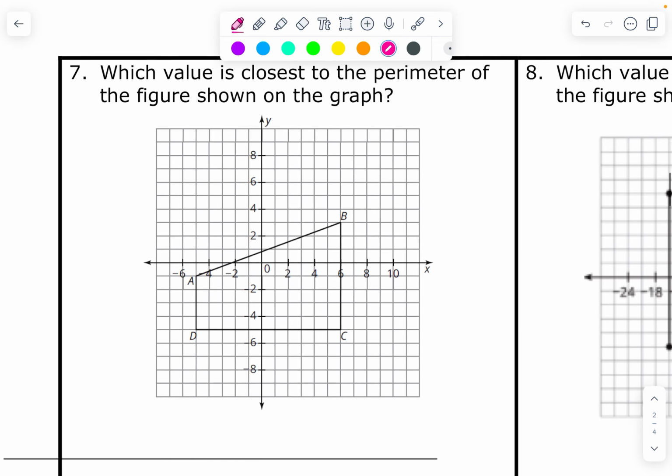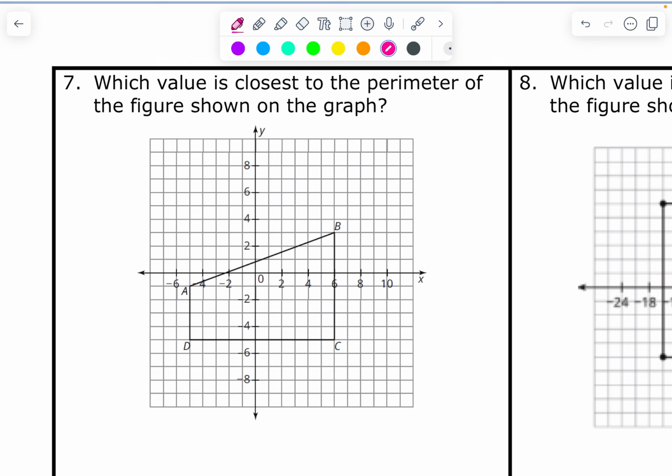Number 7, which value is closest to the perimeter of the figure shown on the graph? So this is just like the last one that we did. So I'm going to go ahead and just count: 3, 4, 5, 6, 7, 8. Didn't really need to count, but here we are. This was 11: 3, 4, 5, 6, 7, 8, 9, 10, 11. This is 1, 2, 3, 4.